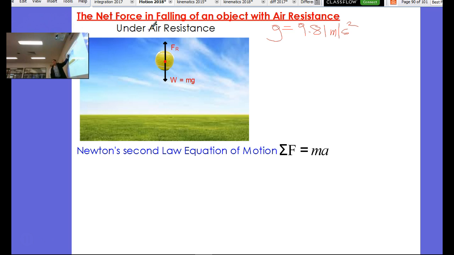Now, force due to air resistance pushing back up. So this object's going to keep traveling faster and faster towards the ground. And as you go faster and faster towards the ground, what would happen to the size of the force due to air resistance? What should happen to it? It should increase. It should get bigger and bigger and bigger.